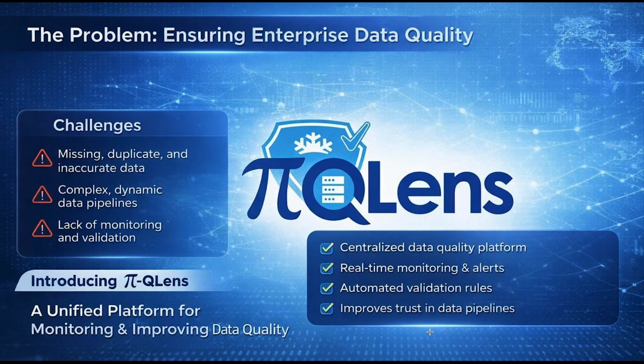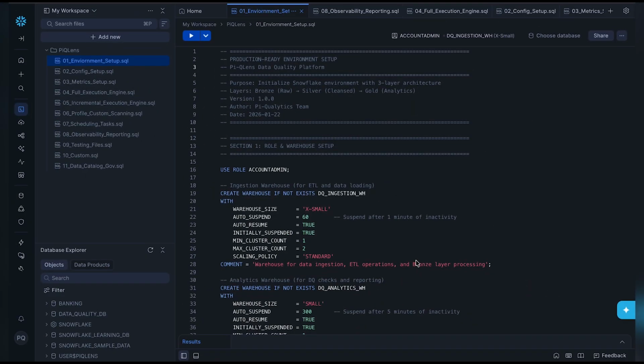To address this challenge, we developed py-QLense, a unified platform designed to continuously monitor, validate, and analyze enterprise data quality using automated rule execution and real-time monitoring dashboards. Before we move towards the py-QLense platform interface with its monitoring dashboard and visual analytics, it's important to first understand the core engine that powers the entire system behind the scenes.